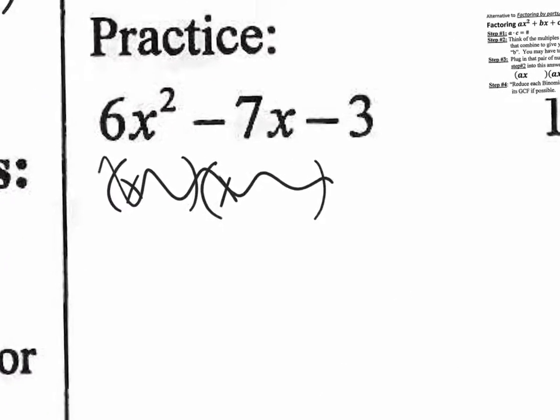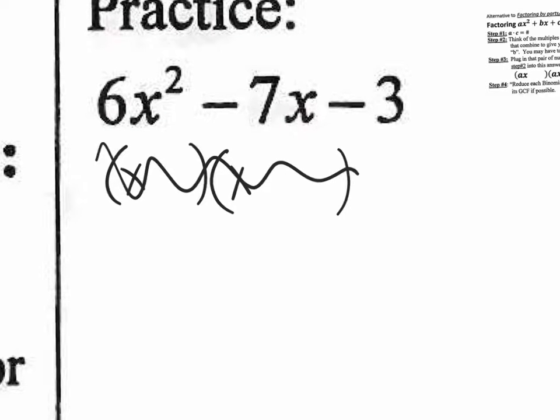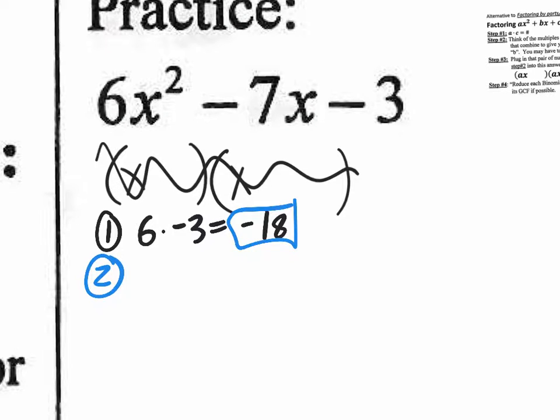Let's do that on this one, because we said this is the hardest type of problem there is. Step 1 is to multiply a times c. So what do I get? Negative 18. Step 2, let's think of the multiples of negative 18 that combine together to give me the b value, which is negative 7. So let me go negative 1 times 18, negative 2 times 9, negative 3 times 6. Those are all the possible ways I could get negative 18. Which pair of numbers gives me a negative 7 if I combine them?